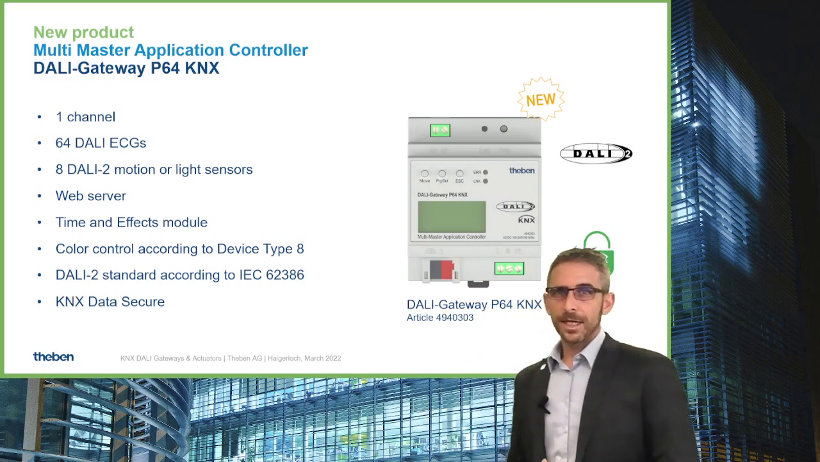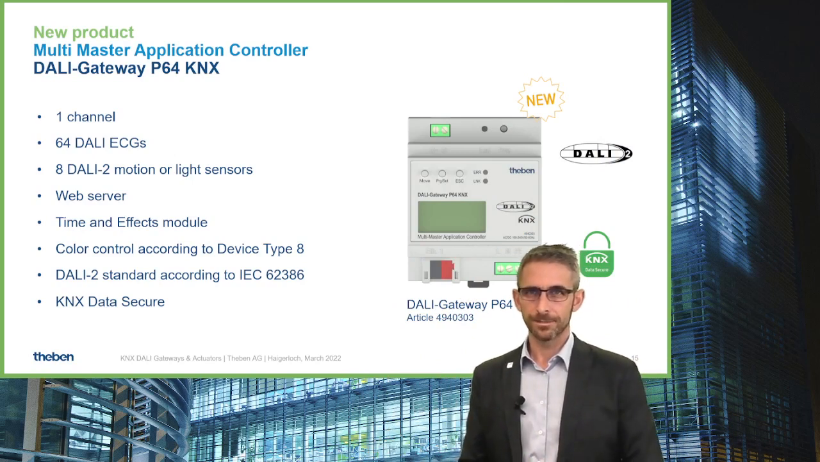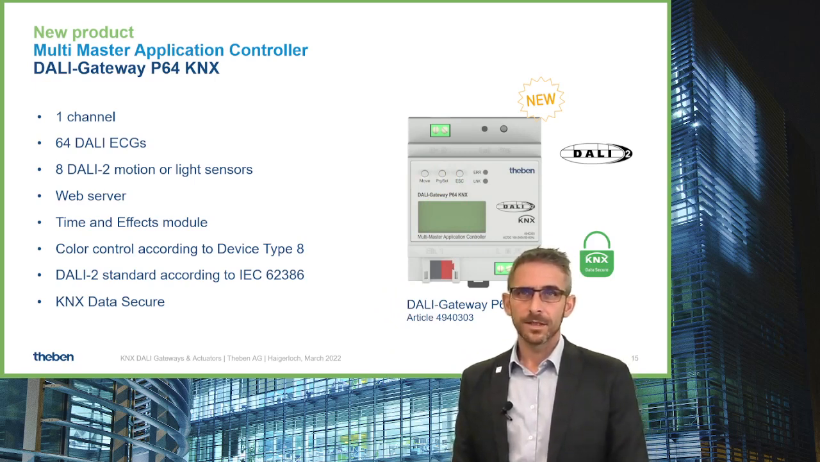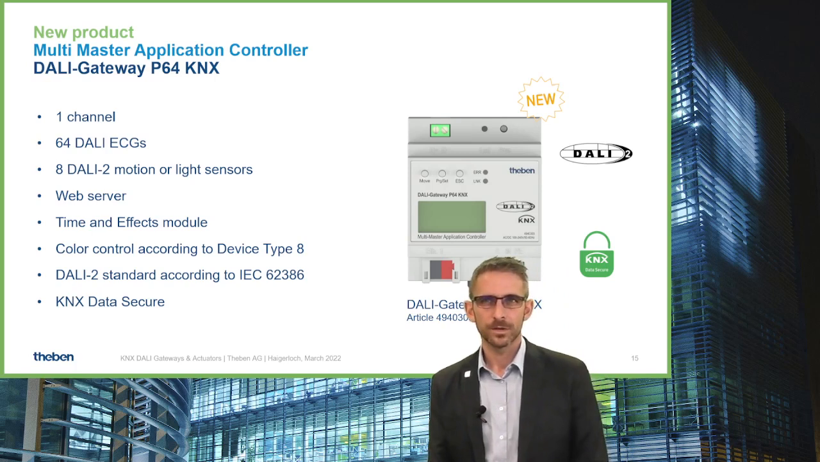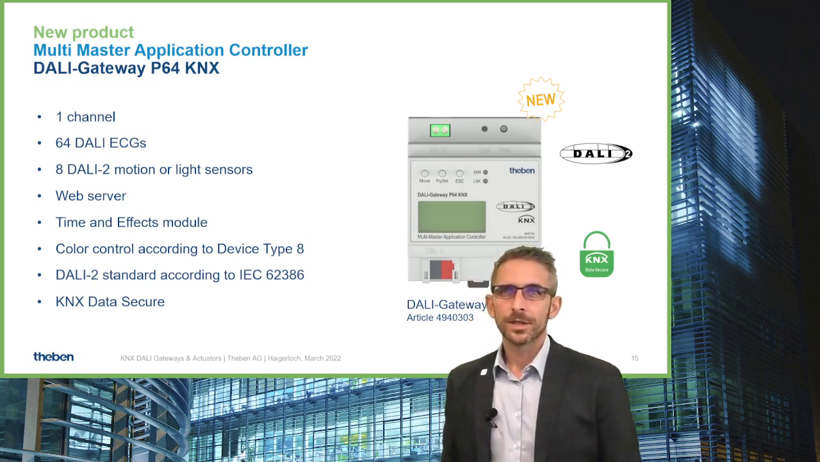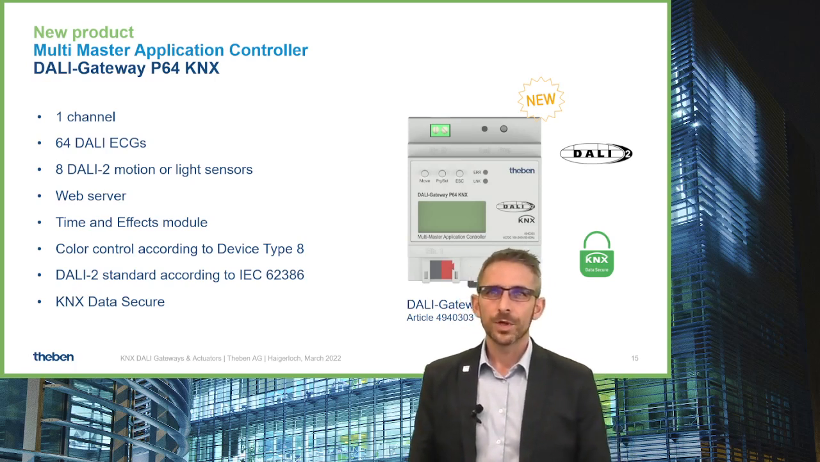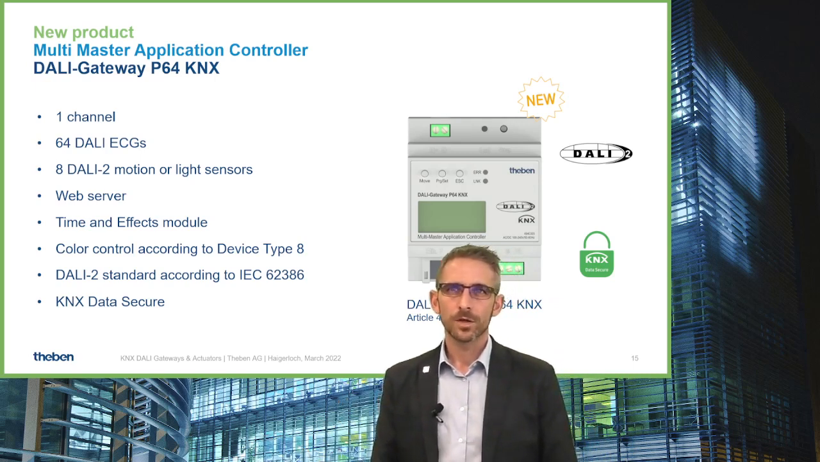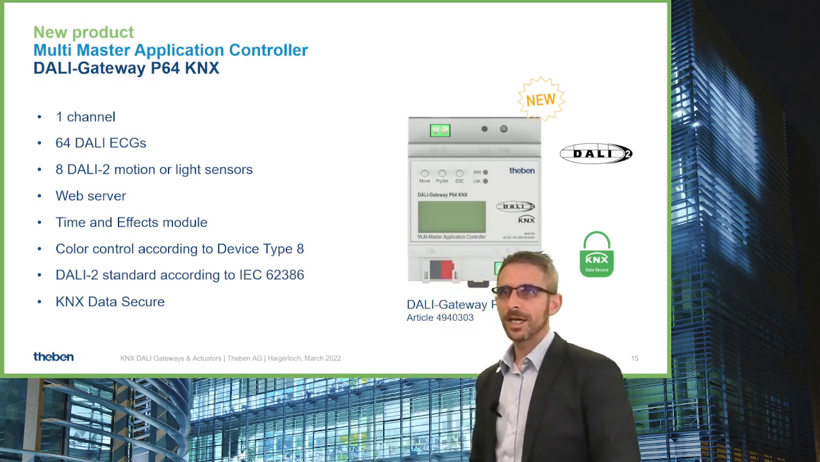It is a 1-channel DALI gateway. And with the 1-channel DALI gateway, we can connect up to 64 DALI control gears on the DALI line. Additionally to the 64 DALI control gears, we can connect up to 8 DALI 2 sensors. And in this case, we can connect motion and brightness sensors. And this defines also the Multimaster Application controller, because in this case, we do not have a gateway which can only communicate with DALI lamps or with DALI control gears, but can also receive information from other DALI devices. So then it is a Multimaster Application controller with the device.